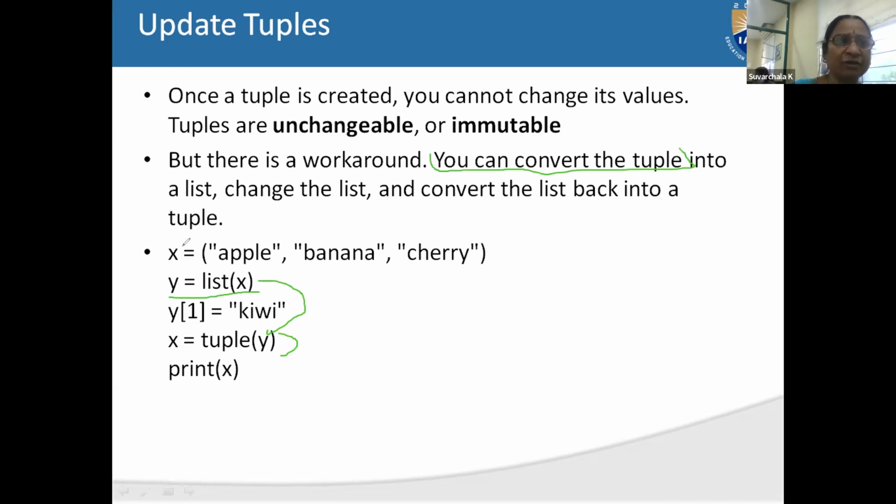How to convert? x is my tuple. The tuple consists of 3 elements: apple, banana, cherry. There are 3 strings in it. So what is y? I am converting my x into a list, and the list name is y. So this is the conversion. Now what does y consist of? y consists of a list of the same elements. I converted the tuple into a list. If you want, print it and check, it will come in square brackets.